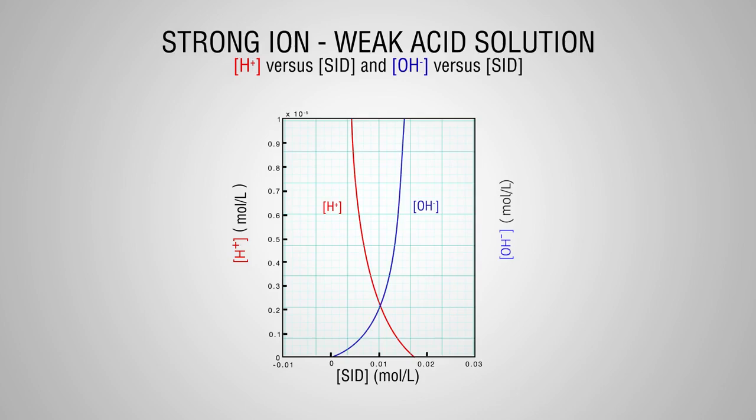And there is a shift of the neutrality point, in other words, where the hydrogen ion and hydroxyl ion concentrations are equal to each other, to a positive SiD value instead of 0. In other words, the H plus and the OH minus curves cross at a value that's positive instead of simply 0 as happened in the strong ion case alone. The exact SID value to give neutrality will depend on the concentration of weak acid.